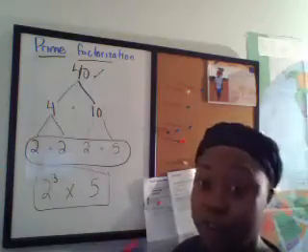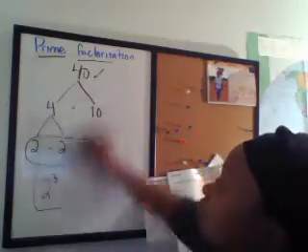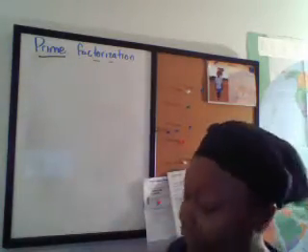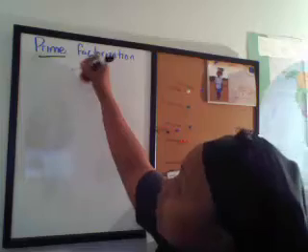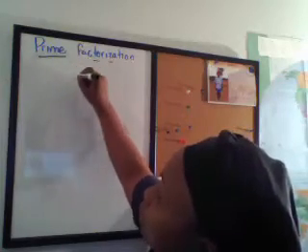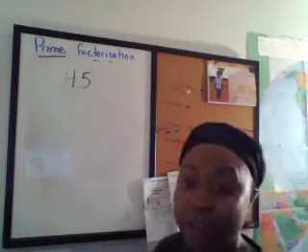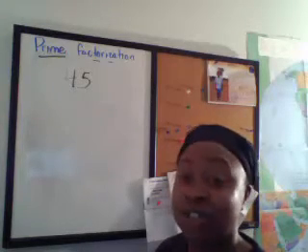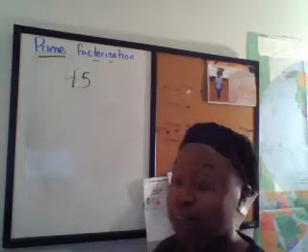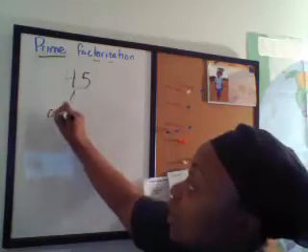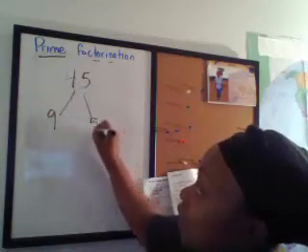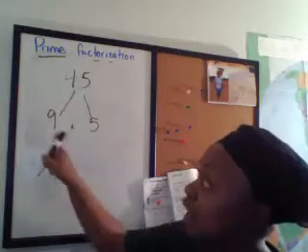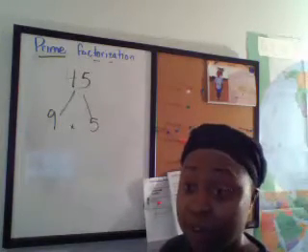Let's do one more very quickly. The next, I would probably use 45. And I would think to myself right away, what two numbers multiply together to give me 45? Right away, I would think of 9 and 5. And I'll put my invisible multiplication right there. So 9 and 5 are factors of 45.